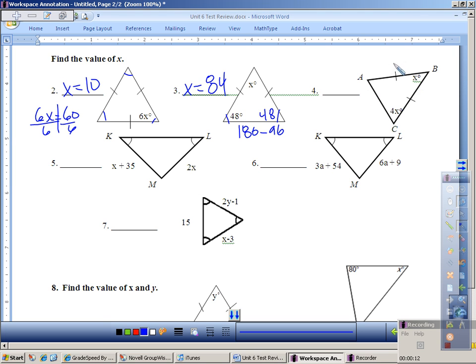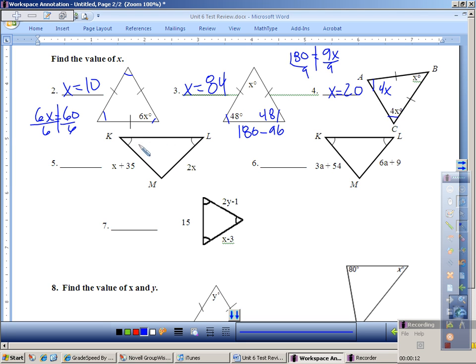The fourth one here, I again see that it is isosceles, so the base angles are congruent. I know that the sum of all three of these will be 180 degrees, and that would be 4x, 4x, and x, so I have 9 x's. X is equal to 20.